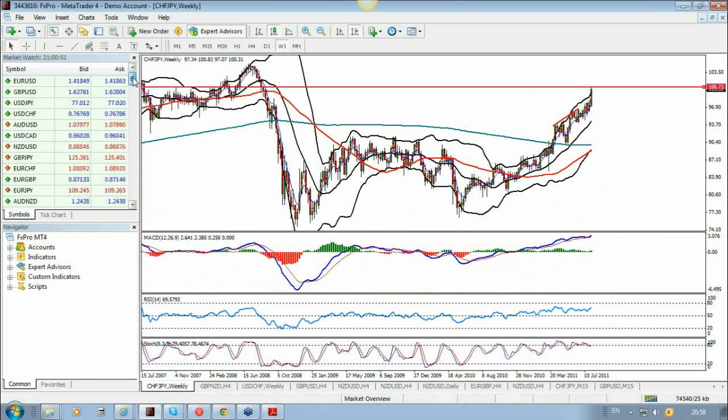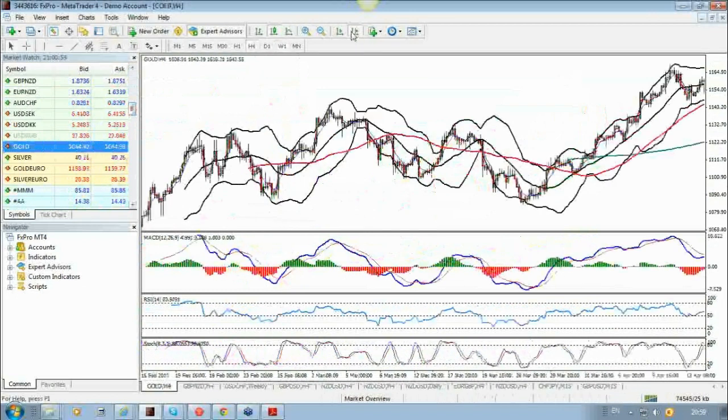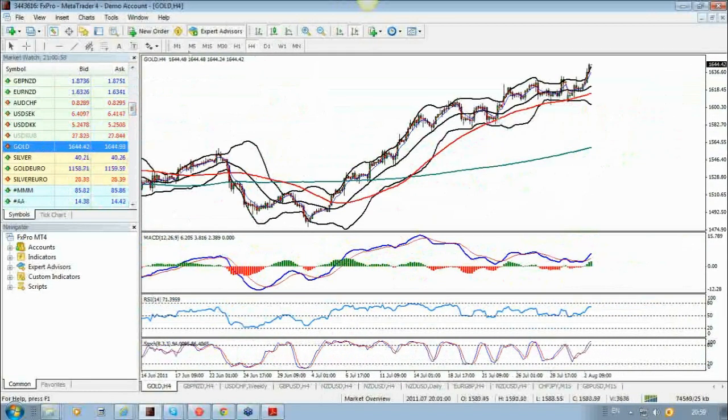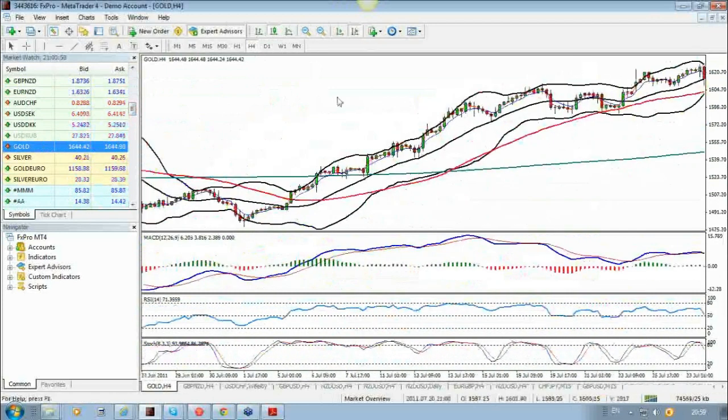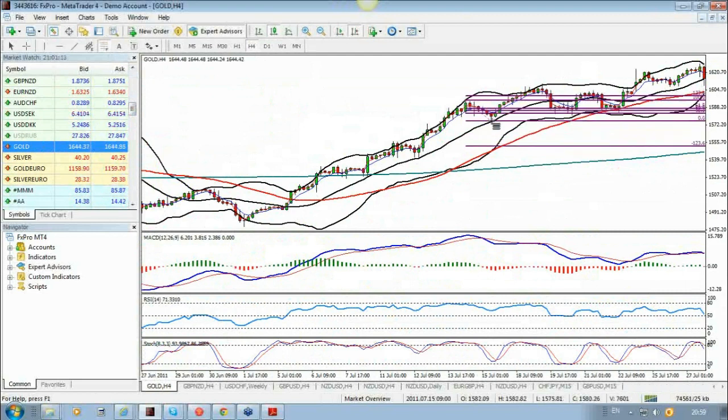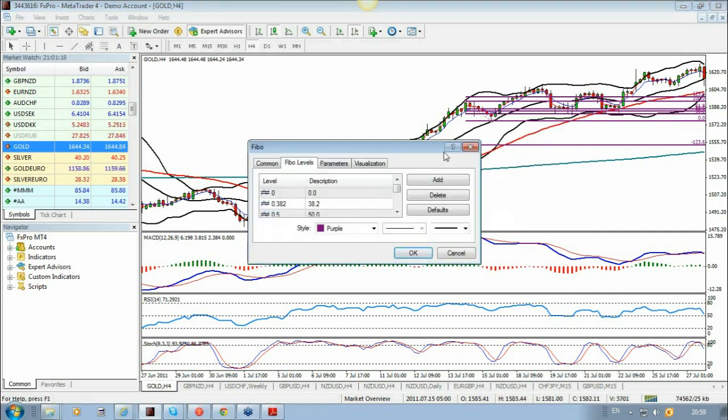Let's go back to gold. Okay, that was the head and shoulders here. You take the Fibonacci level and count the shoulder from high to low. Double click, Fibo properties. You add this level, 1.236, description 123.6.